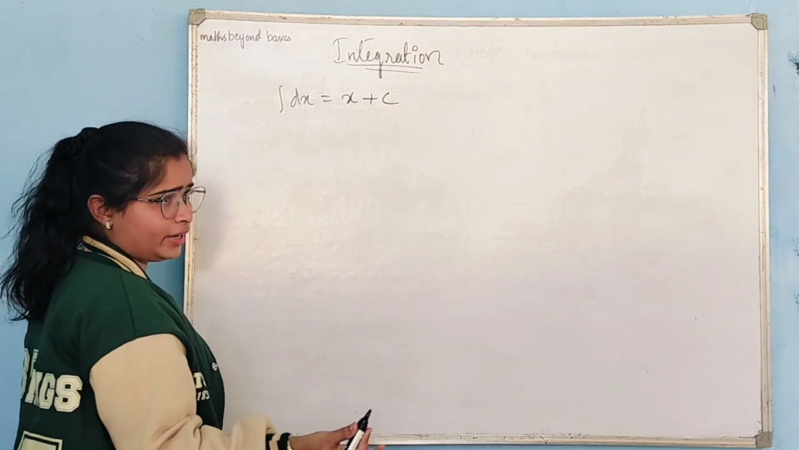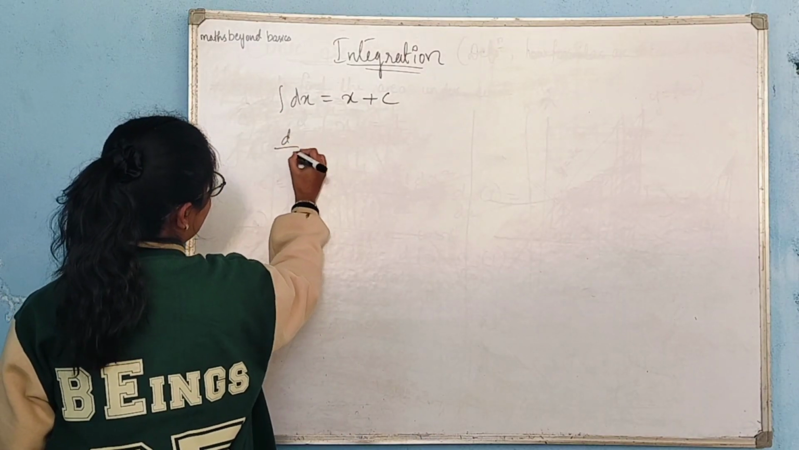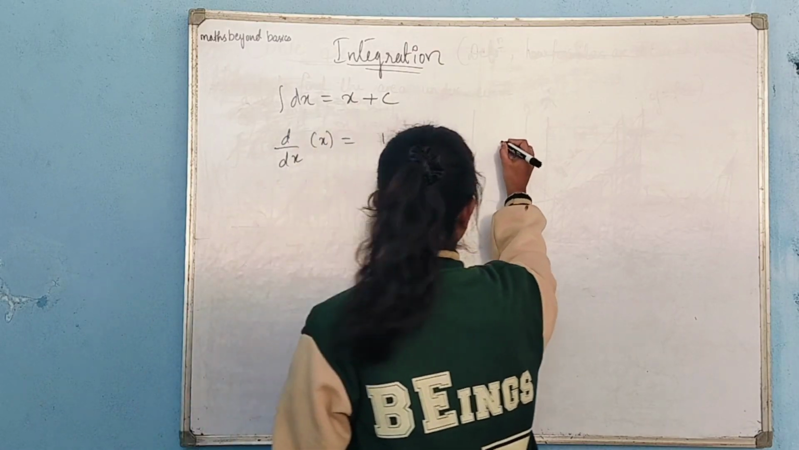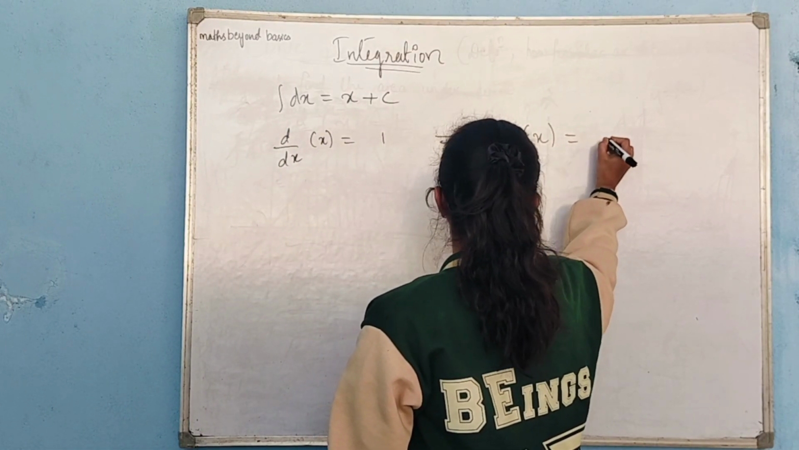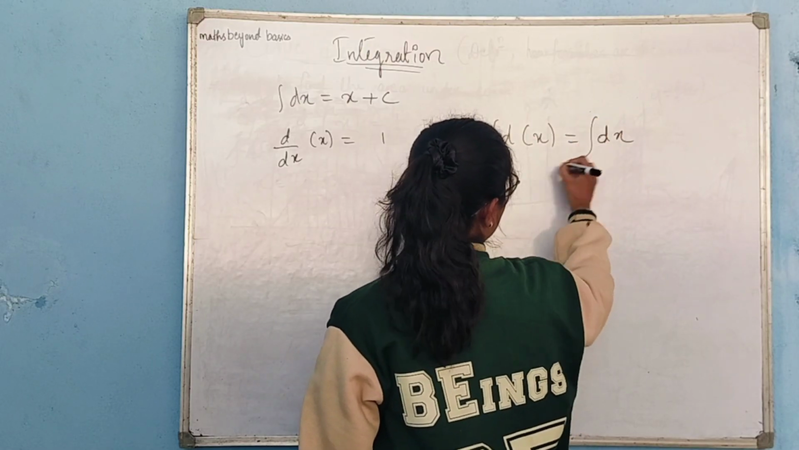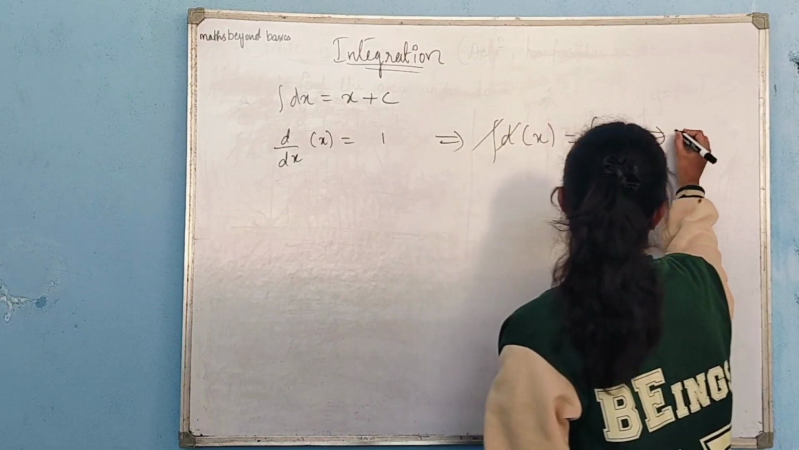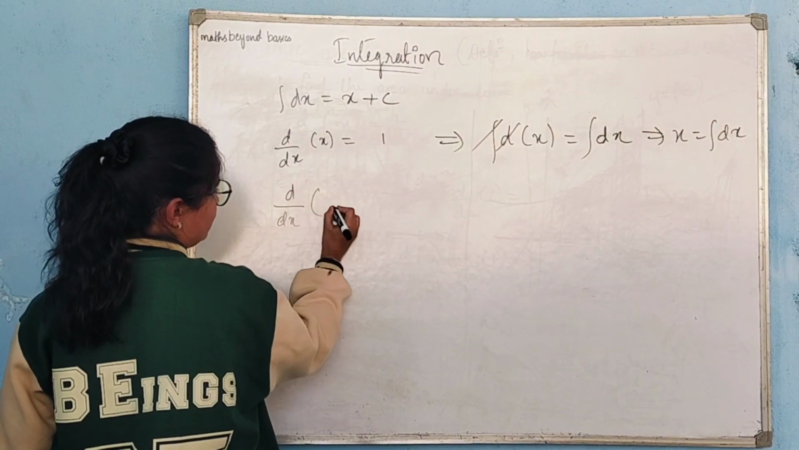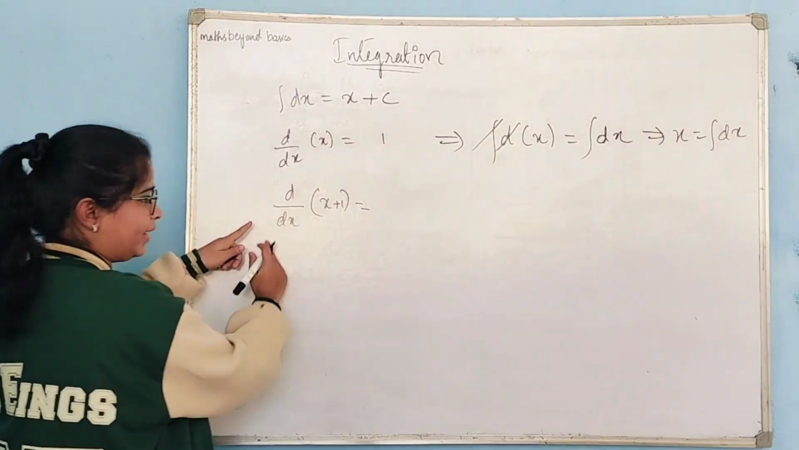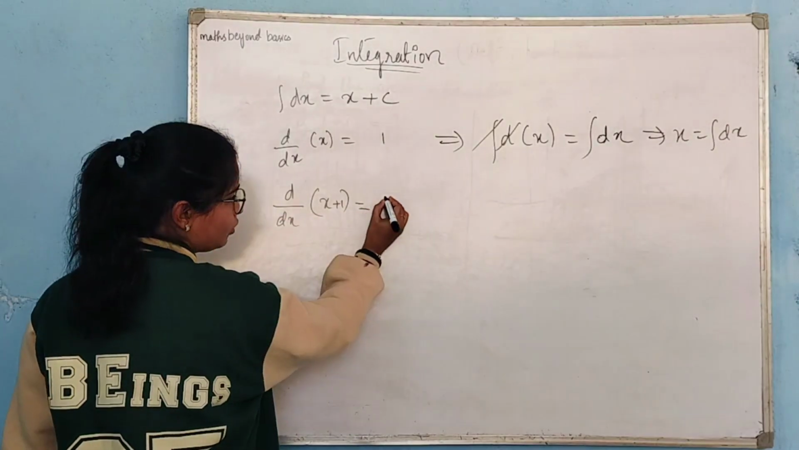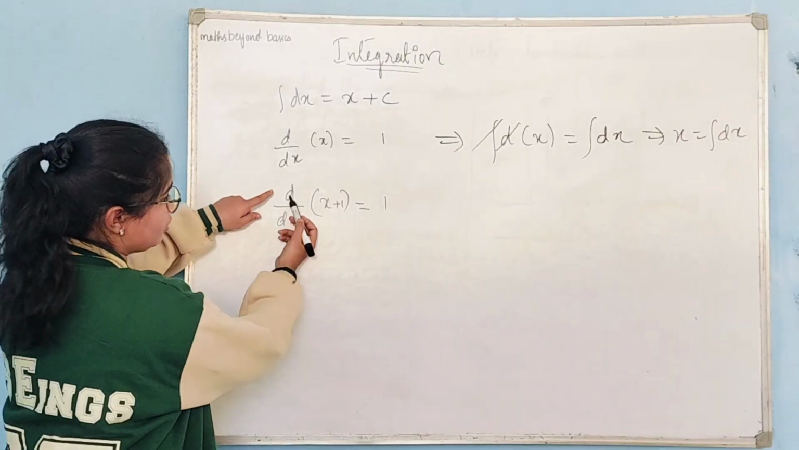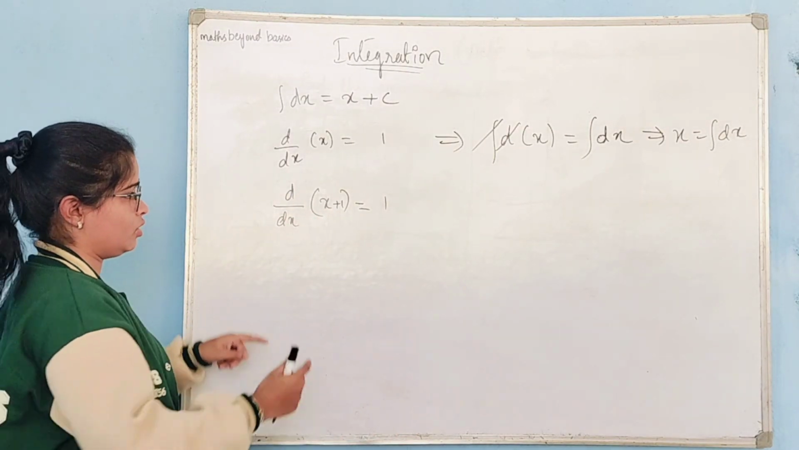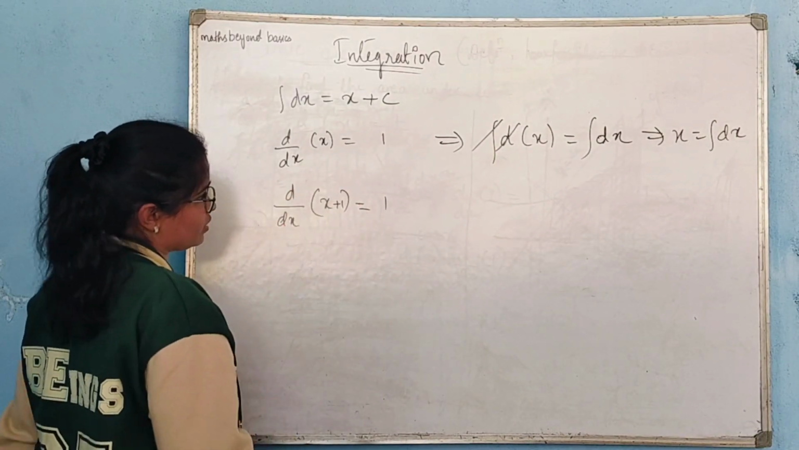So what was the formula for integration? How did we derive it? That is, the differentiation of x was equal to 1. Clear? And if you see the inverse process, that is dx is equal to, you would write dx and integrate on both sides, and that's how you used to get x equals the integration of dx. So now if you see d by dx of x plus 1. What is d by dx of x plus 1? It is also equal to 1 only, right? Why? Because d by dx of x is 1 and d by dx of 1 is 0, because the differentiation of a constant is 0. So d by dx of x plus 1 is equal to 1.